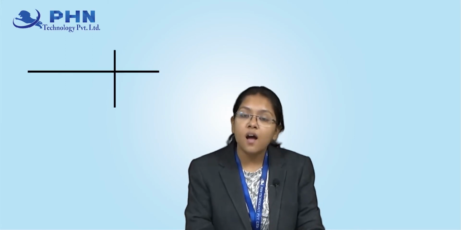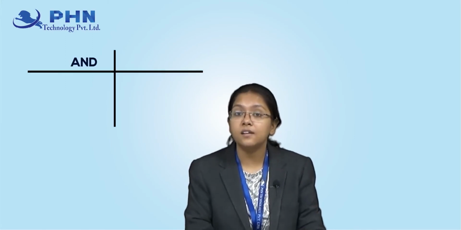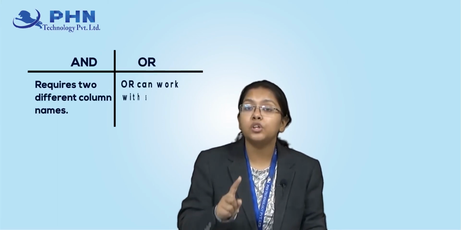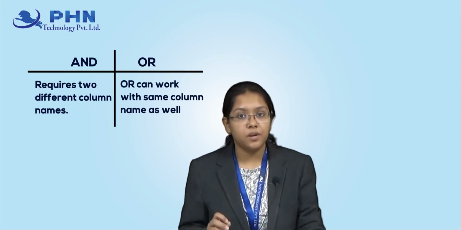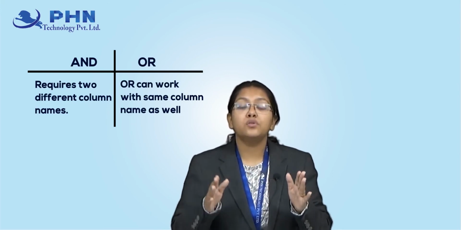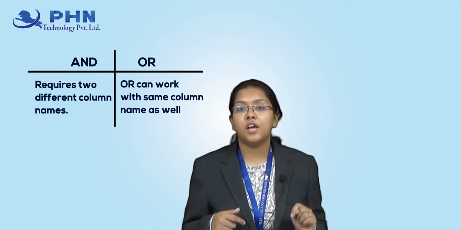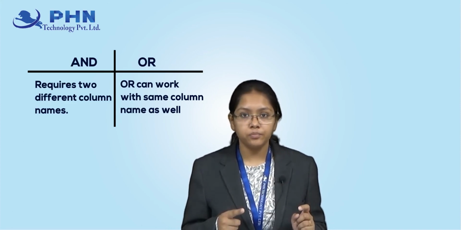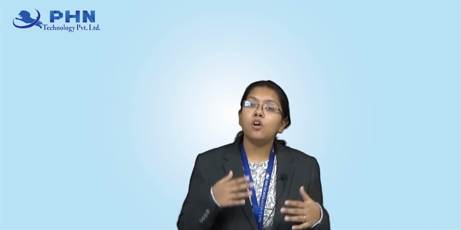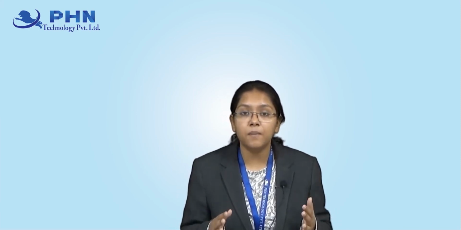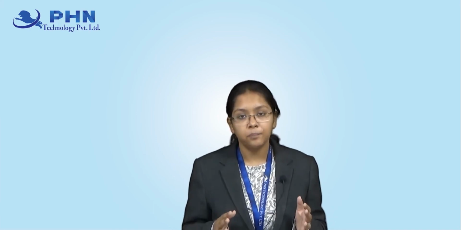So this is how your AND operator works, and it requires two different column names, whereas OR can work with the same column name as well. So this was all about how you can use your AND operator with your where clause, and remember the working of OR and AND is different. There are multiple operators which you can use with your where clause. How we can use these we will see in a later session, but for now this is the basic part of OR and AND, and it is very important.